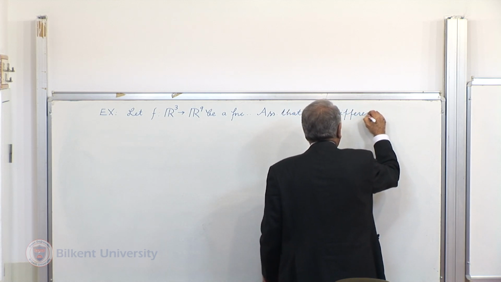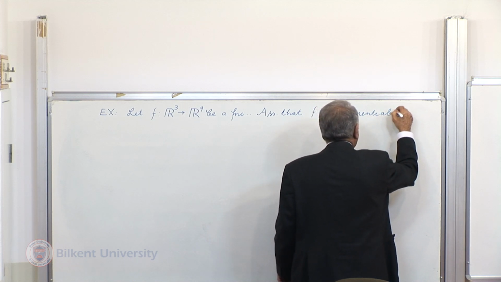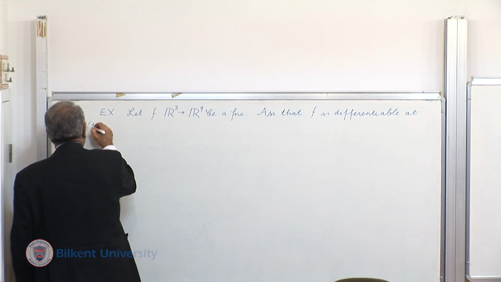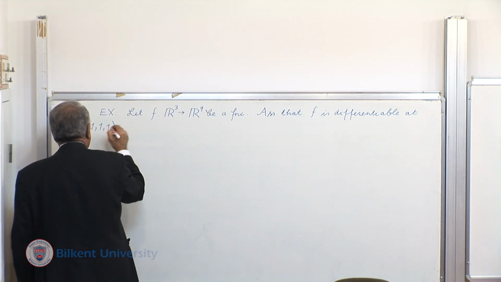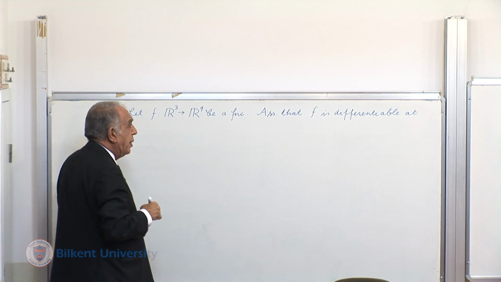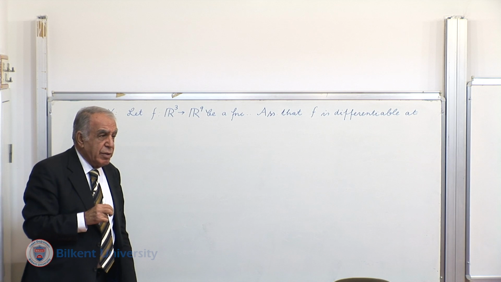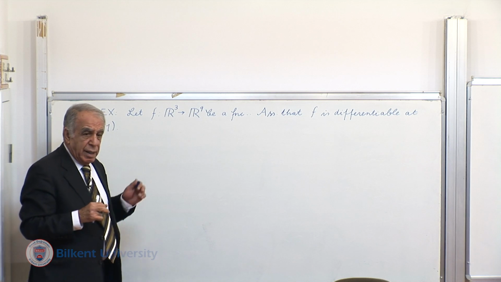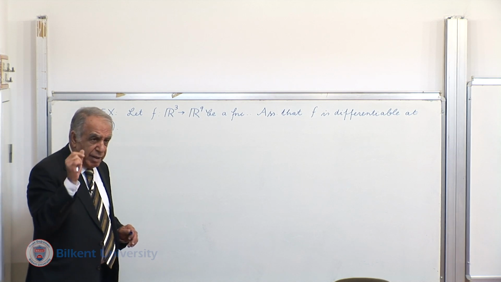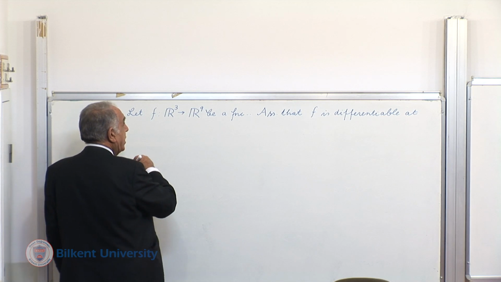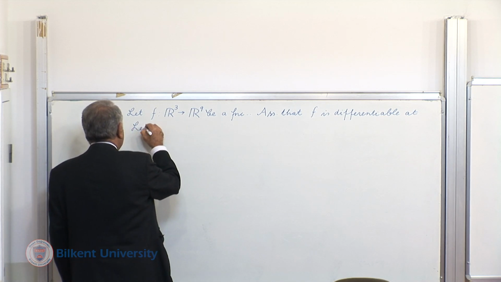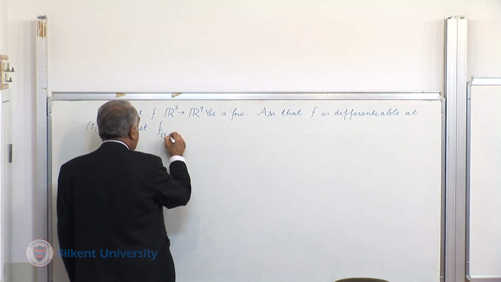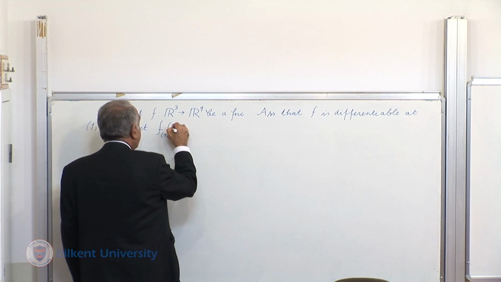F is differentiable at the point 1, 1, 1. Now we were given the values of the directional derivatives at 1, 1, 1, but in the direction of different vectors. So I guess the direction in 1 was 1, 1, 0.